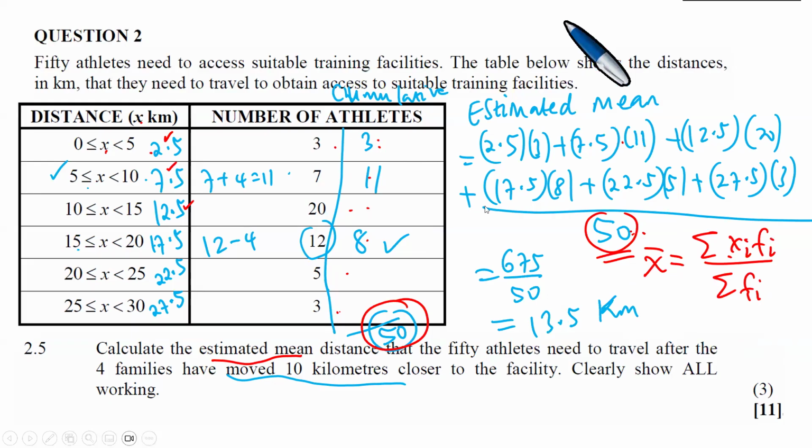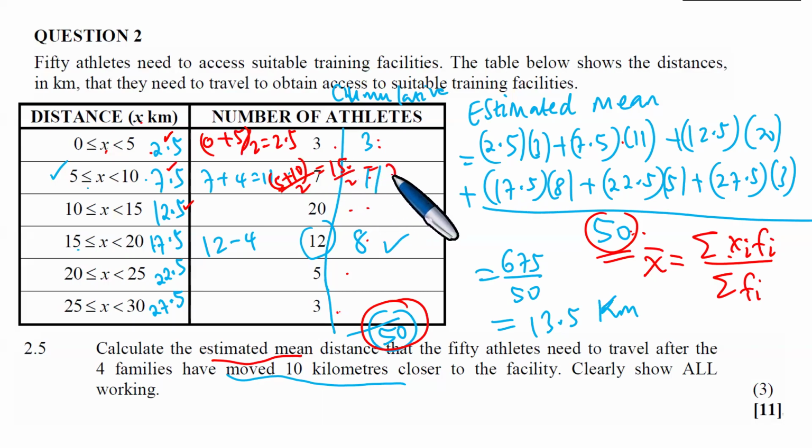So this is what we do. We took the midpoints here. 0 plus 5, we divide by 2, and it became 2.5. And then we have 5 plus 10, which is 15, divided by 2, which is 7.5. So this is how you get the class midpoints.